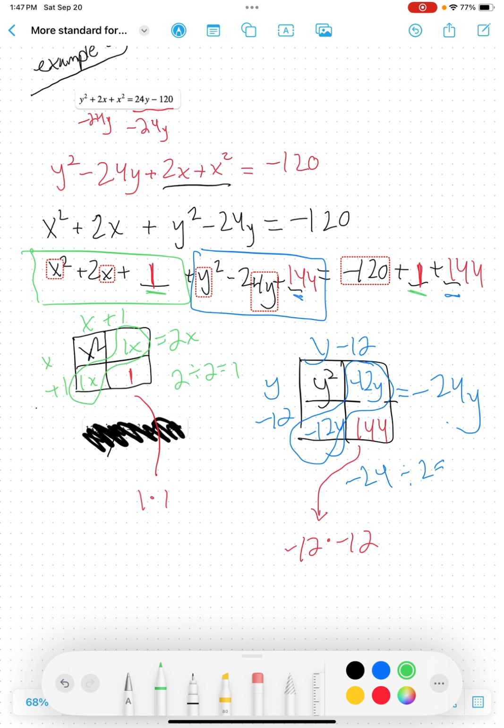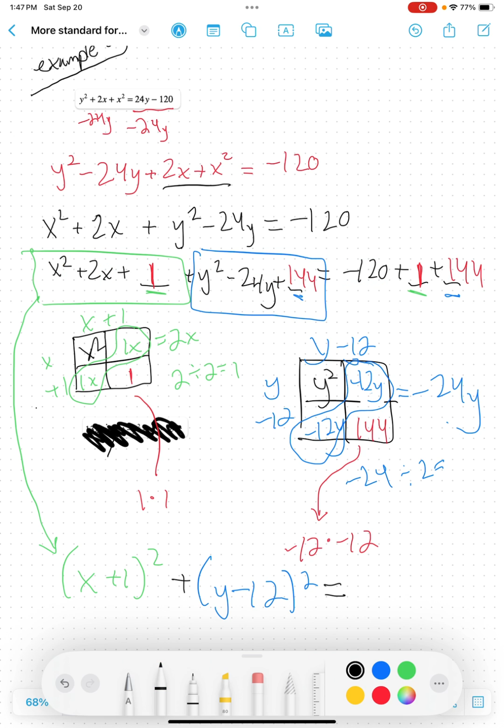All right, let's do the easy part where we simplify everything. So my x part turned into x plus 1 squared. And my y term turned into y minus 12 squared. And then if I add these together, let's see. Negative 120 plus 144 is 24 plus 1, so 25.